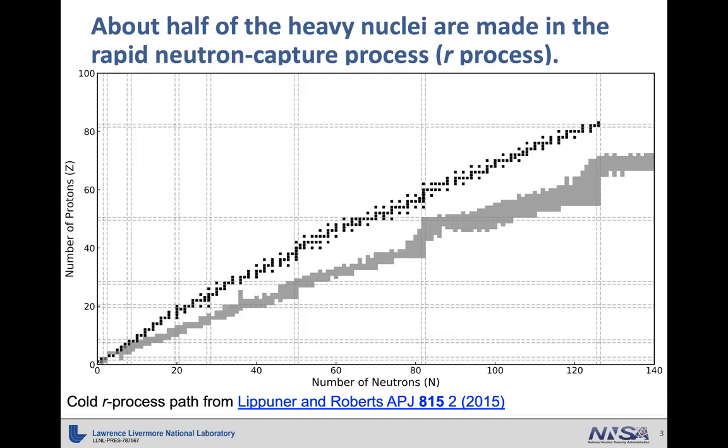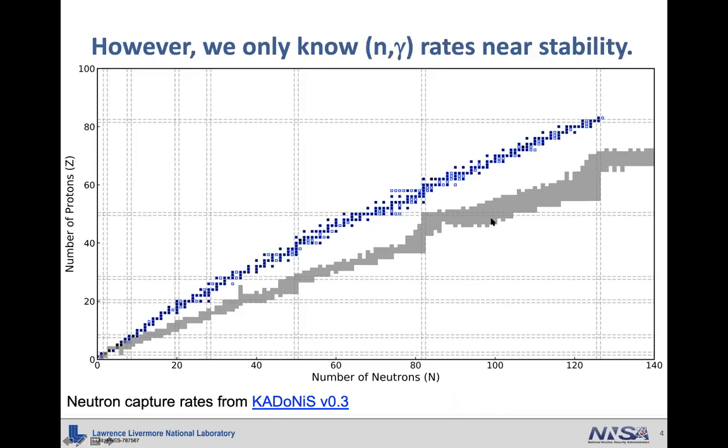So here's again, and the black dots are the stable nuclei, and this gray shaded area is the trajectory of a cold R process at the point of the problem when all of the free neutrons have been exhausted. So these are the most exotic things that you would make in this particular R process. These blue squares are the nuclei for which we believe we know neutron capture rates. So these are, in case anybody's interested, Maxwellian average cross sections at 30 keV from Kadonis.